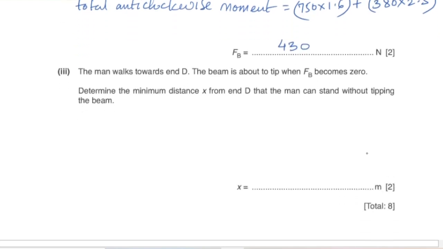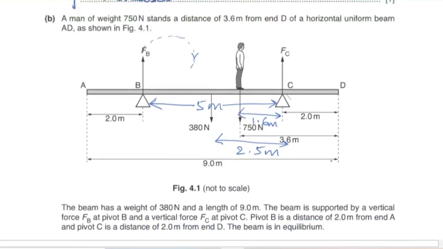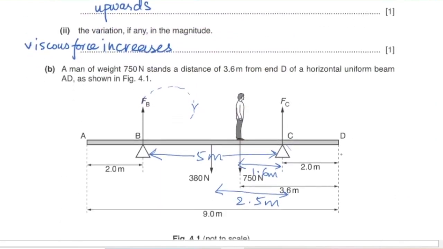Part 3, the man walks towards end D. The beam is about to tip when force at B becomes 0. Determine the minimum distance x from end D that the man can stand without tipping the beam. So the man has now moved towards D. Now the new diagram will look somewhat like this.